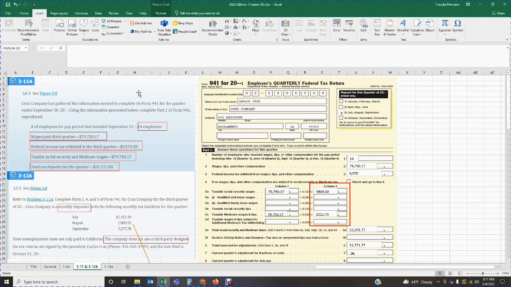So that is very straightforward. All of the numbers were being provided: the number of employees, the wages that you earned, the federal income tax withheld, the Social Security and Medicare wages, and total tax deposits for the quarter. All of the information is provided. It's very, very important that you review all of the information and maintain good organizational skills so that you can make it to all of your classes. Make it to your classes, read the chapter.